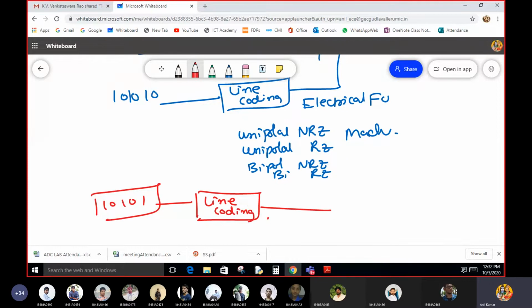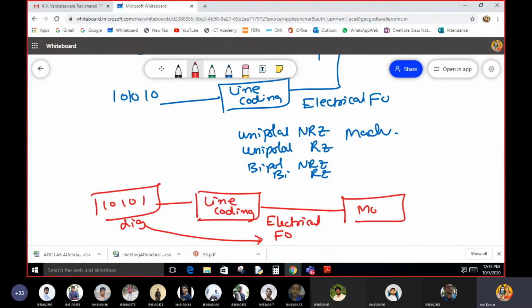And then now this is the electrical format of the digital information. So this is the digital information, and this is the electrical format of the corresponding digital information. Now this electrical format is modulated by the digital modulator. This is called the digital modulator, either BPSK, FSK or ASK modulator, and then it is transmitted over the space.